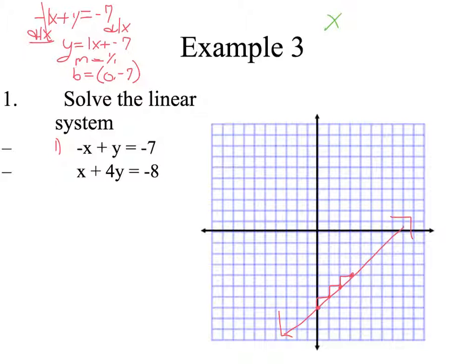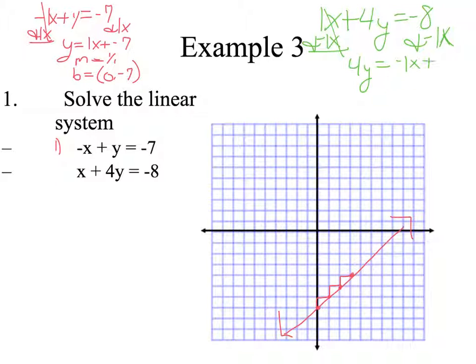So x plus 4y equals negative 8. Add negative 1x to each side first. So 4y equals negative 1x plus 8, negative 8. Divide everything by 4 to get the y by itself. And y equals negative 1/4 x plus negative 2.